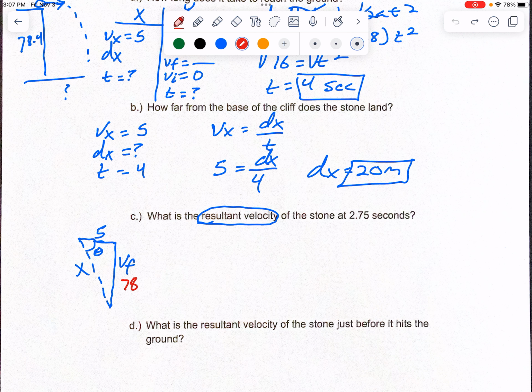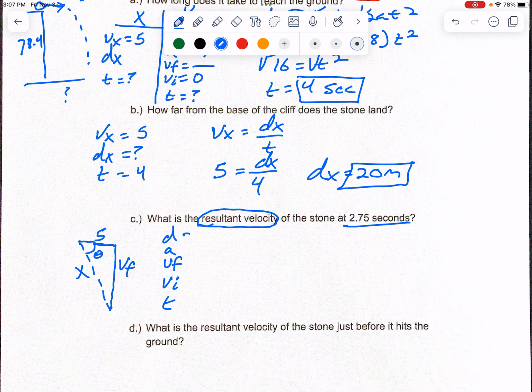So what we're going to do is find our VF at that time, because I told you at 2.75 seconds. If I want to find anything vertical, remember you always set up DAFI-T. So VI is going to be 0, A is negative 9.8, T is now 2.75, VF is what we're looking for. That means D does not matter. So we're going to use equation number 1, which is VF equals VI plus AT.